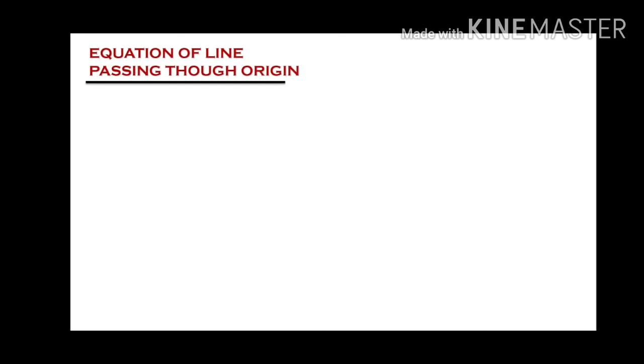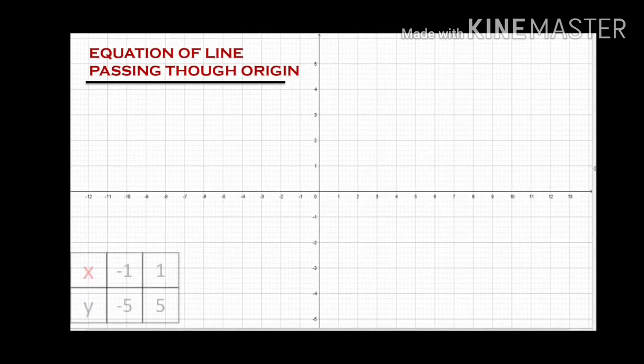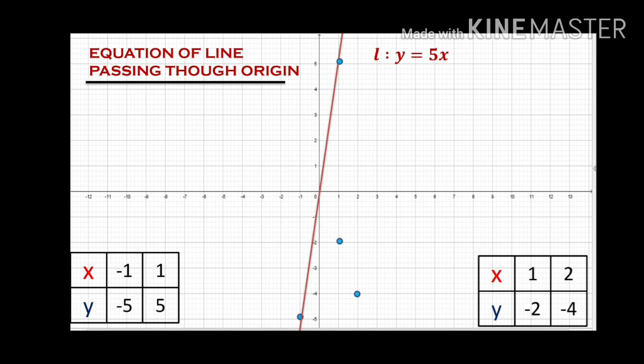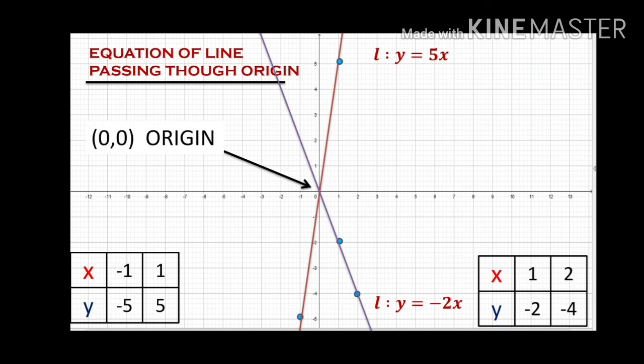Now we will plot this one, the equation of the line passing through the origin. Let us plot these two. That's the first equation, y equals 5x, and this is the second equation, y equals -2x. Now we can see here both of the lines pass through the origin. So all the lines of the form y equals mx will always be passing through the origin.